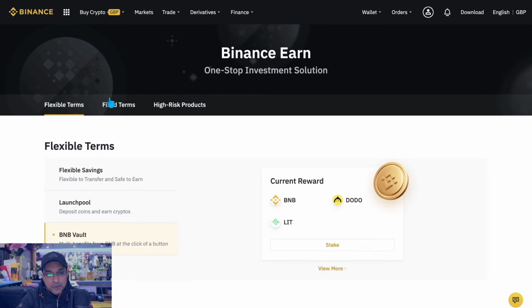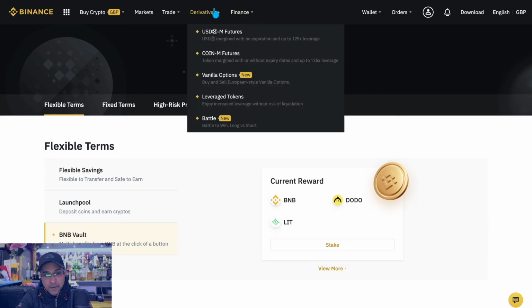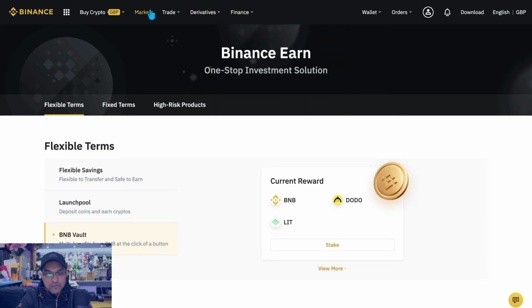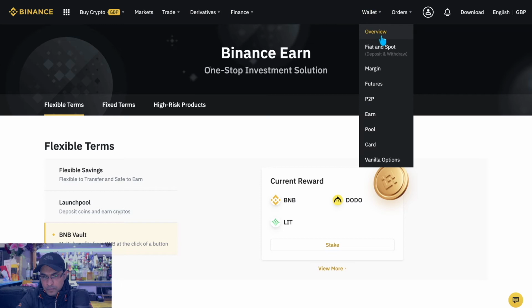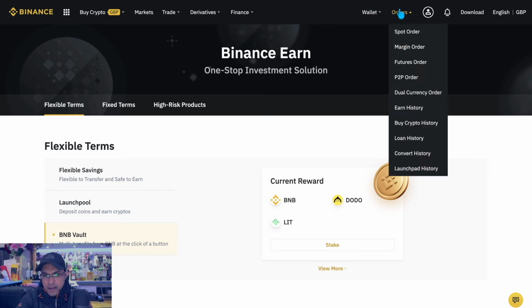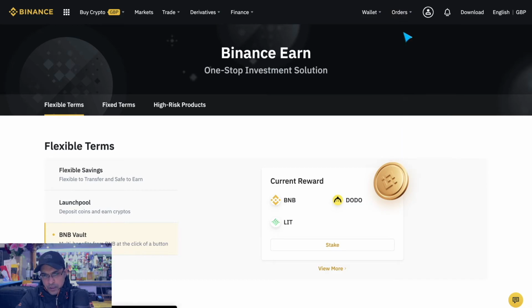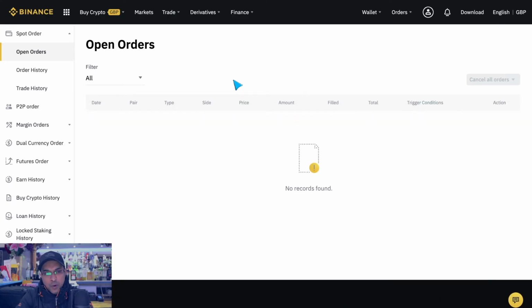I mean, you can dabble yourself into these things, right? Fixed term and high risk and all of that. I personally, for any newbie, I don't recommend these. Also, you can basically see all of these things. Your spot orders would be whatever you're ordering on the market. So for example, if you have an order open, you can actually directly buy from this.